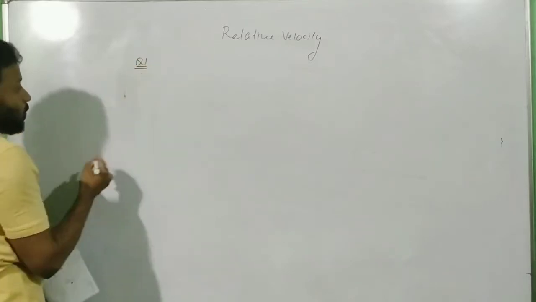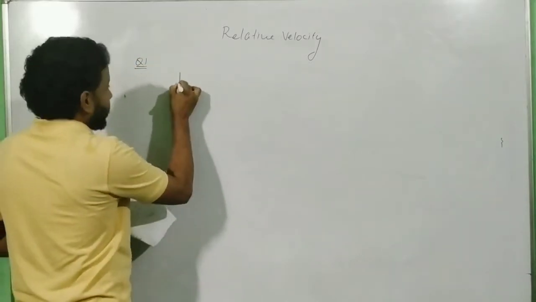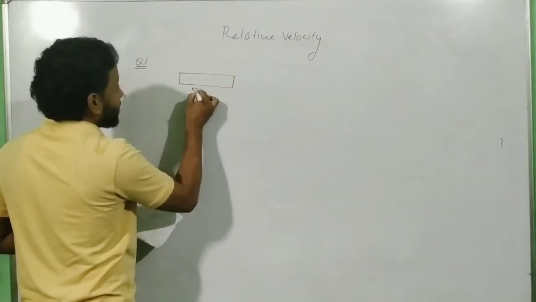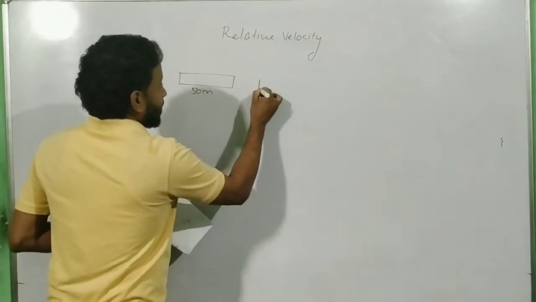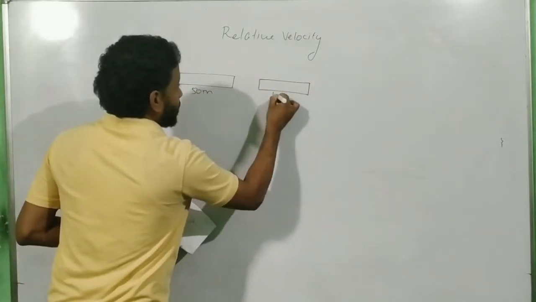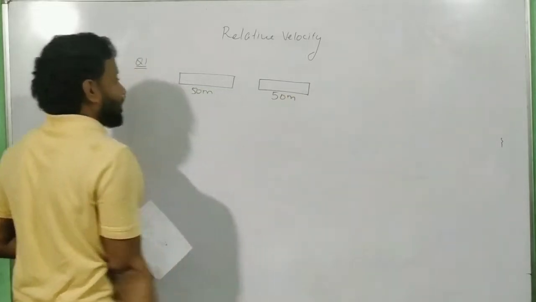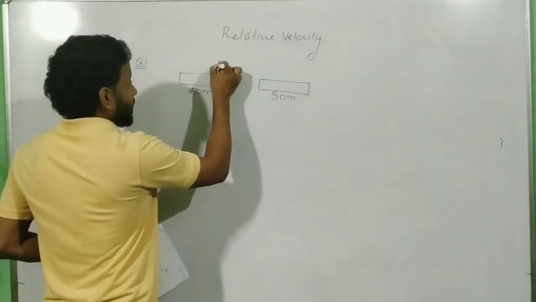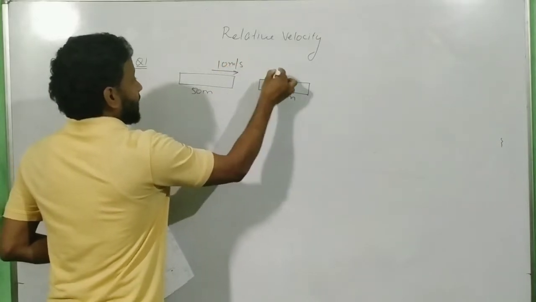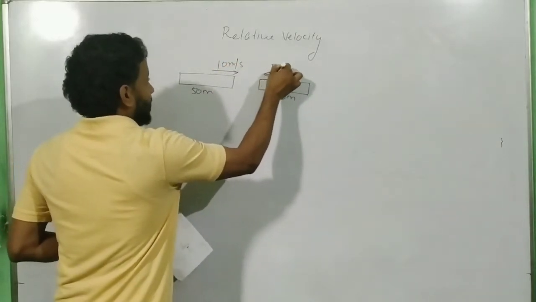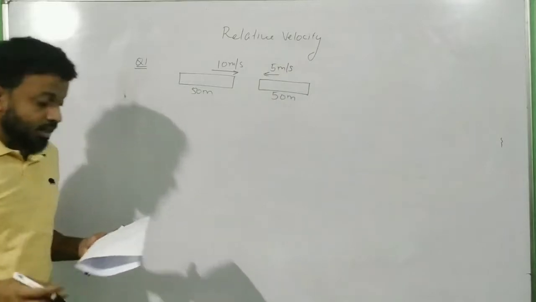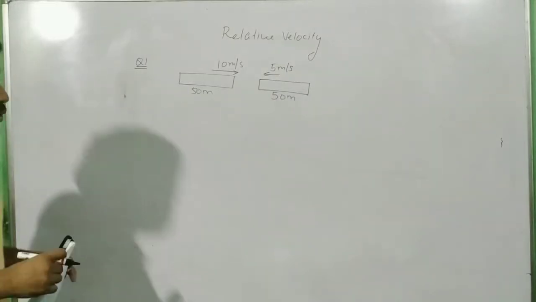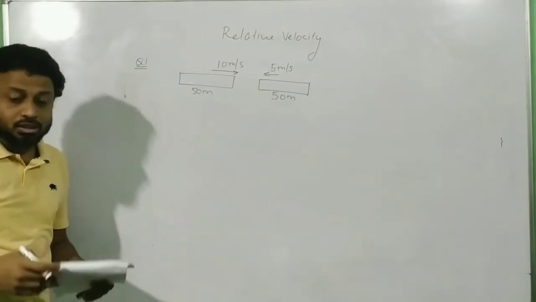In this question number 1, you have two trains, each of 50 meter length. Both are having 50 meter length each. This one is moving with a velocity of 10 meter per second and this one is moving with a velocity of 5 meter per second. The question says: how much time will it take for the trains to cross each other?